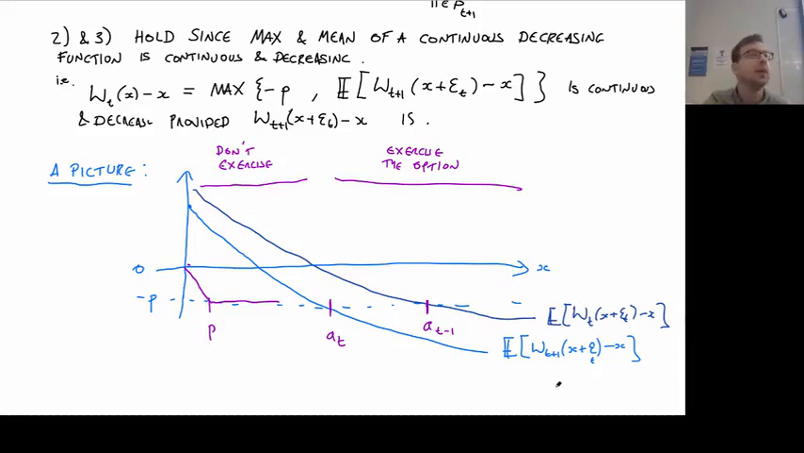Sorry, I'm solving for that. Okay? And each of those will give me the optimal decision boundary. But that's the qualitative properties of how you should go about optimally exercising an option.